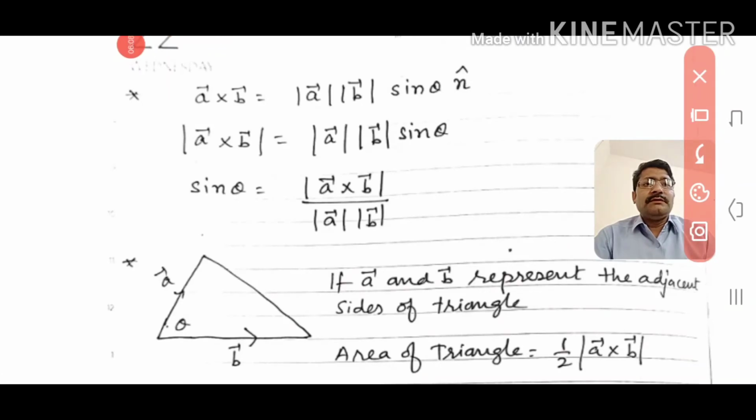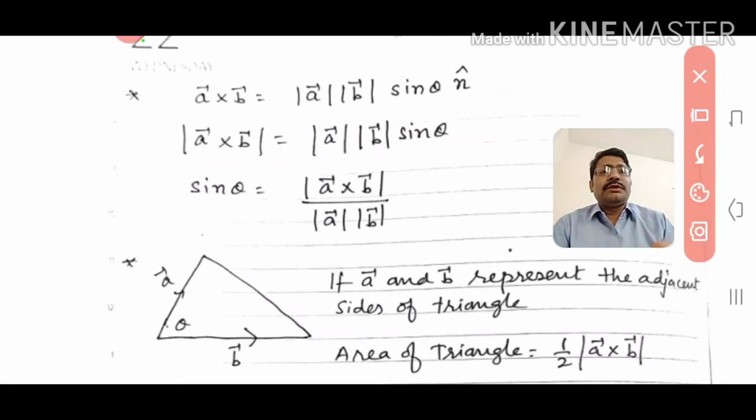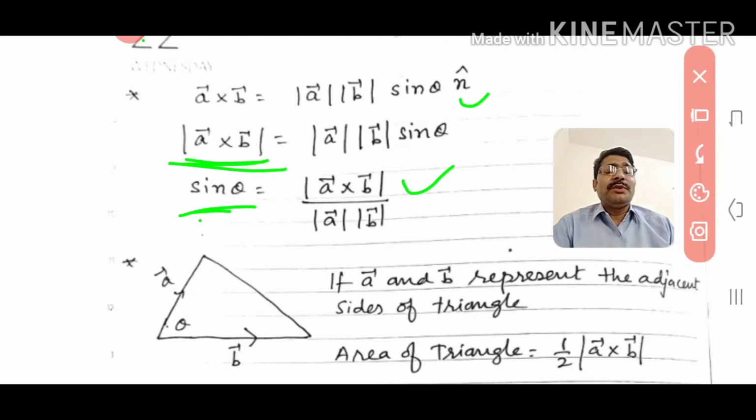You will ask, what is the modulus of A cross B? We already have A cross B equal to modulus A into modulus B sine theta n cap, and the modulus of A cross B equals modulus A into modulus B sine theta. Here we remove the n cap because we take the modulus. So to find sine theta, you can write modulus of A cross B upon modulus A into modulus B.